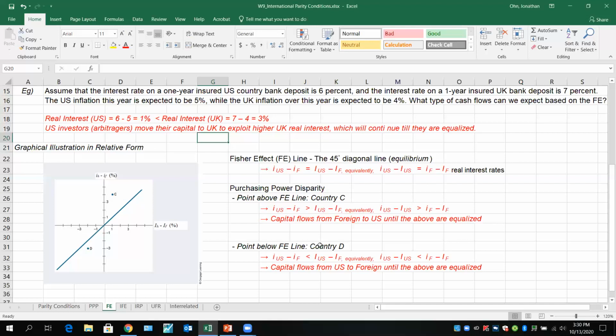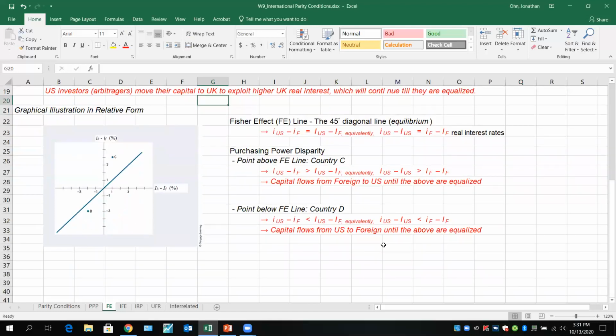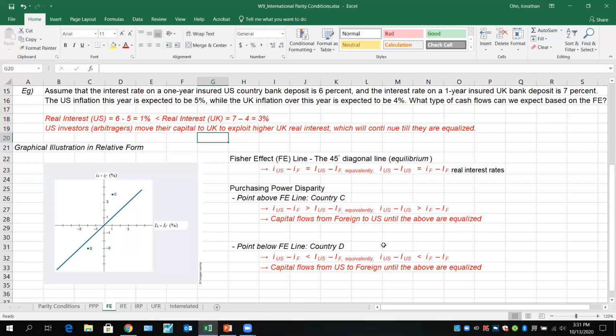Now, D is the opposite. D shows that the US real interest rate is less than the foreign real interest rate, so the foreign real interest rate is greater than the US real interest rate. So we expect capital flows from the US into the foreign country until those two are equal, until we get to the Fisher effect equilibrium. So this one will approach this way. That was the Fisher effect.